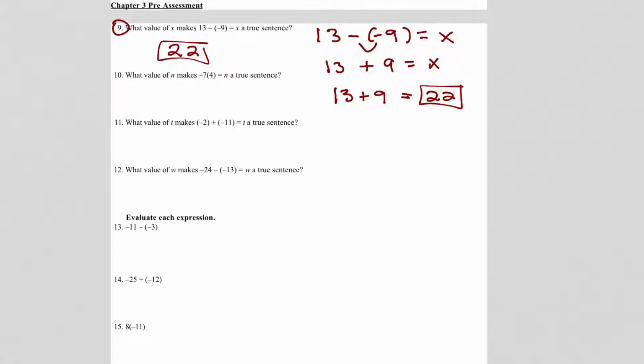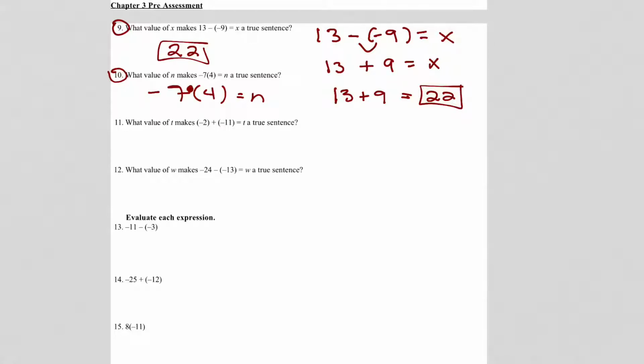All right, number 10. What value of n makes negative 7 parentheses 4 equals n a true statement? So pretty much, what is n? Well, please note that this problem is a multiplication, because there's no sign between the parentheses and the number. So if you want to put something, you can put a little dot so that you know that you're going to multiply.